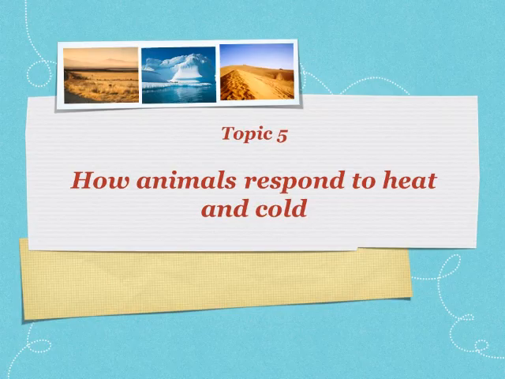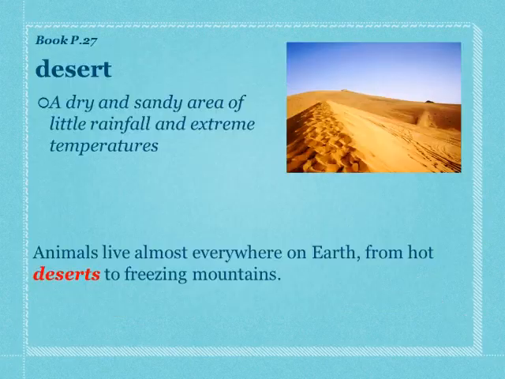Topic 5. How animals respond to heat and cold. Page 27. Desert. A dry and sandy area of little rainfall and extreme temperatures. Animals live almost everywhere on Earth, from hot deserts to freezing mountains.